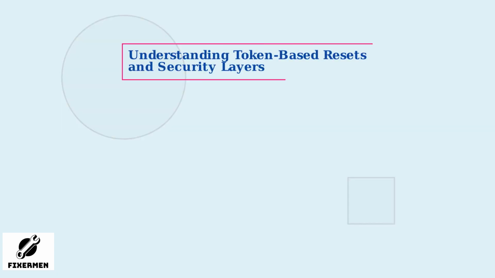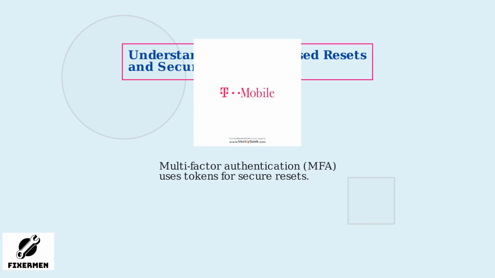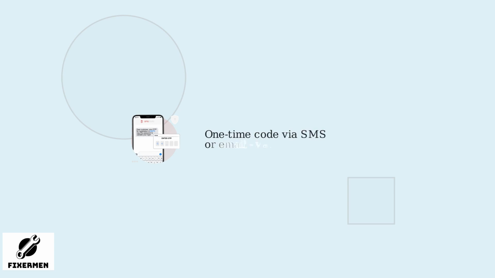T-Mobile's password reset system relies on multi-factor authentication, primarily using token-based resets. This means you receive a one-time code via SMS or email that must be entered within a short time window. Here's how token-based resets work. You request a reset, and T-Mobile sends a one-time code to your SMS or email. This code is valid for only 10 to 15 minutes.